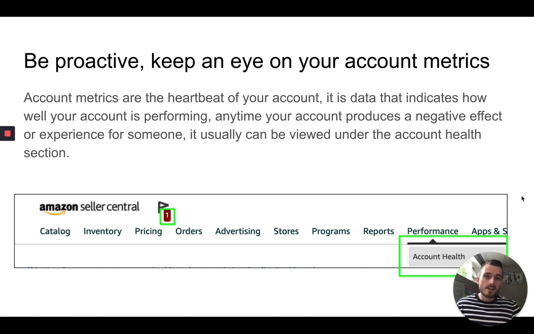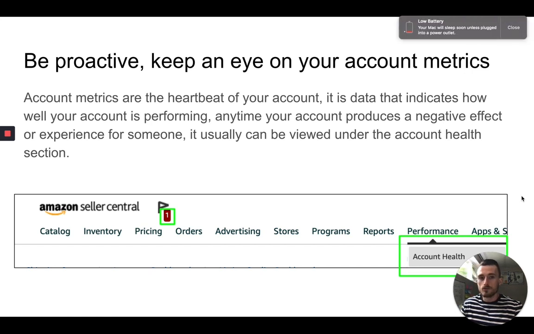You want to be proactive with your account, and you want to keep an eye on your account metrics. The account metrics are like the heartbeat of your account. That indicates how well your account is performing, okay? If you have a bunch of negative account metrics, it's very visible to see. All you have to do is go to your Seller Central account, go to your performance section, and then click account health. Listed in there will be all of the account metrics, all of the data, and you can see what you're doing good and what you need to improve on, okay?